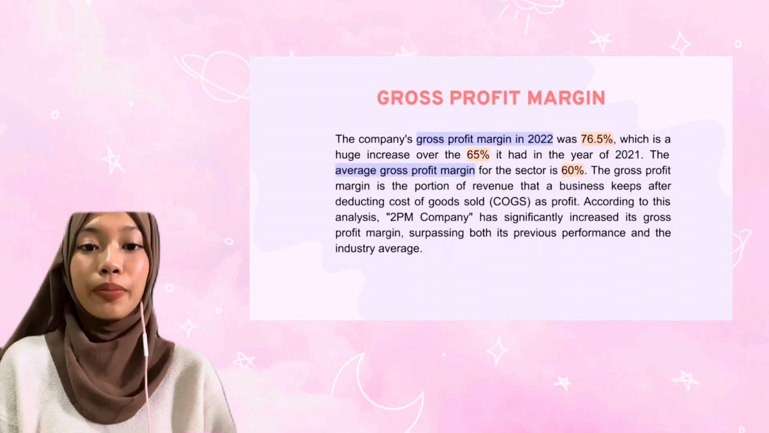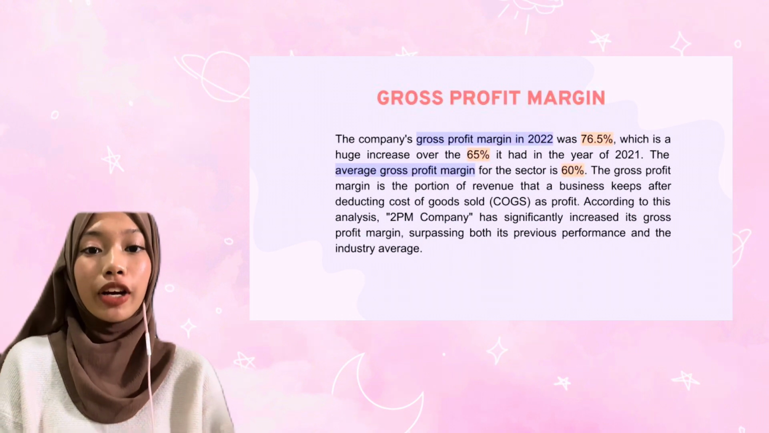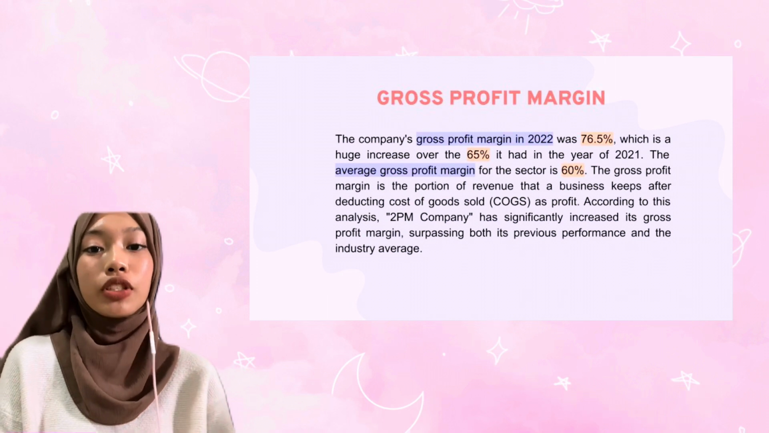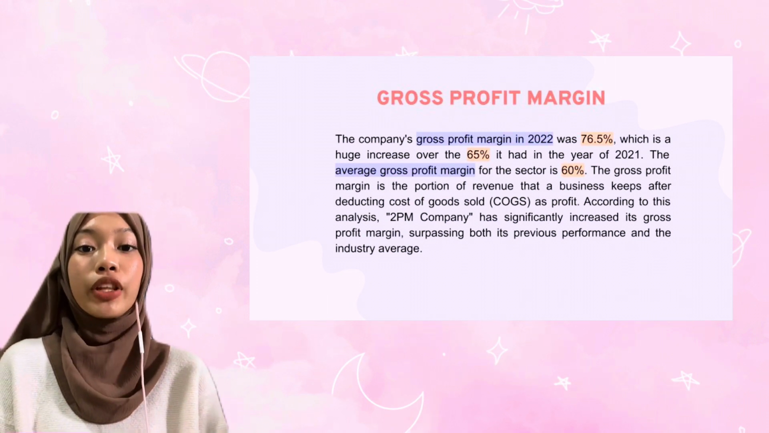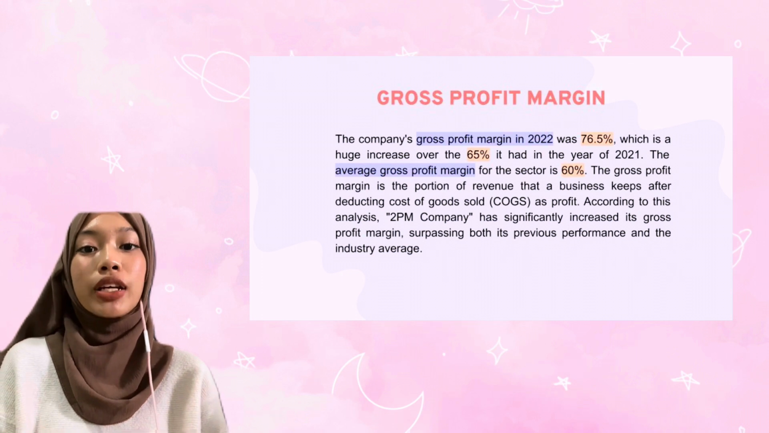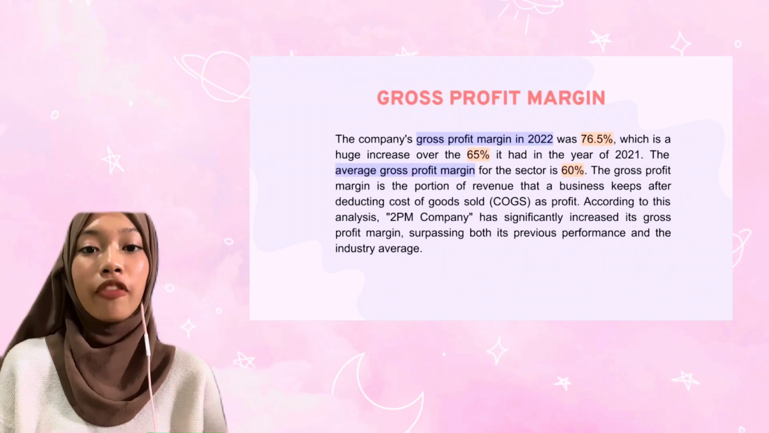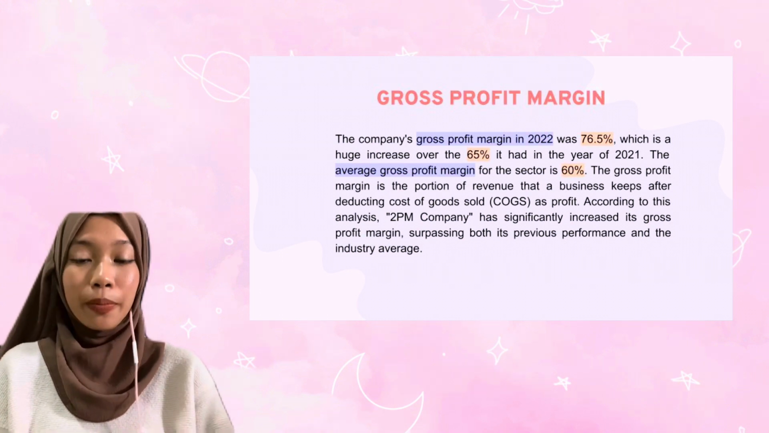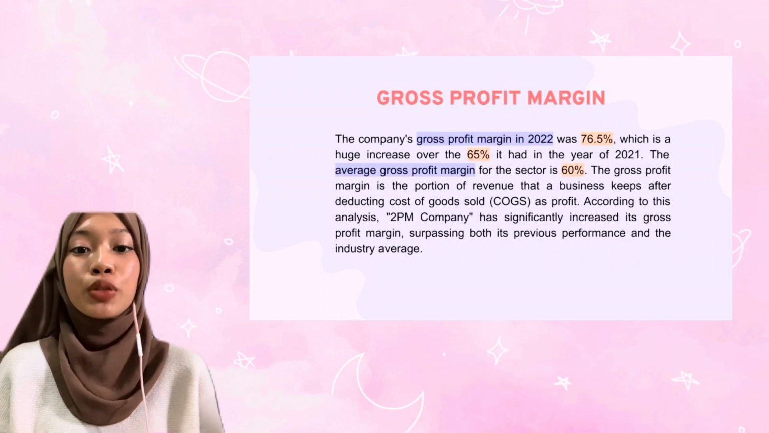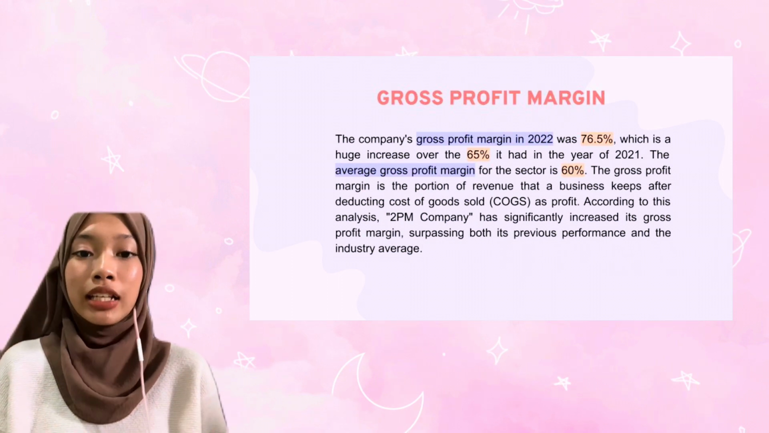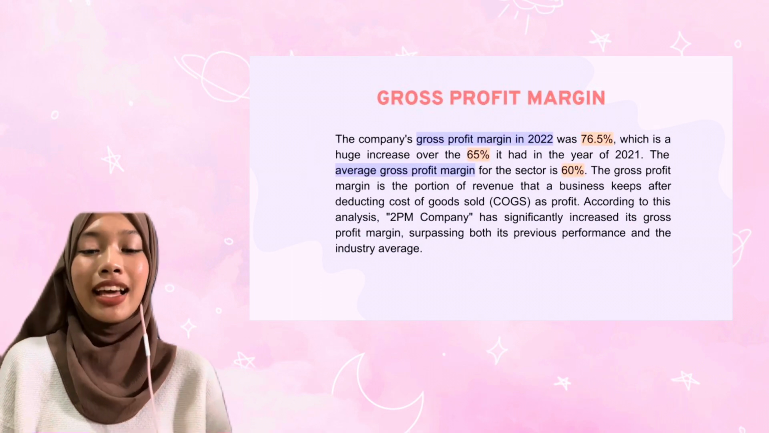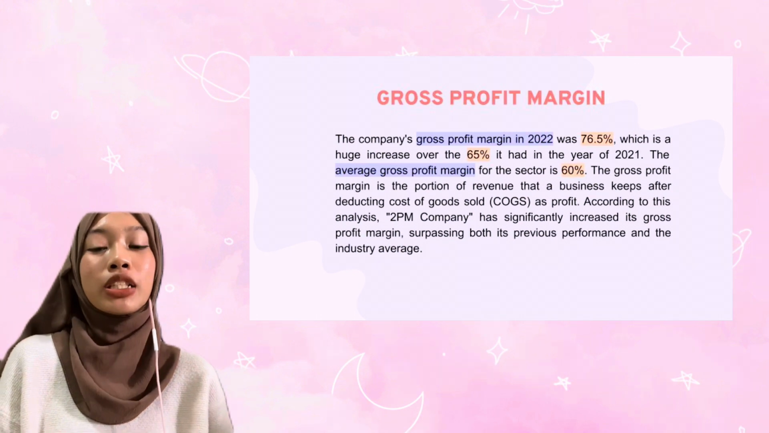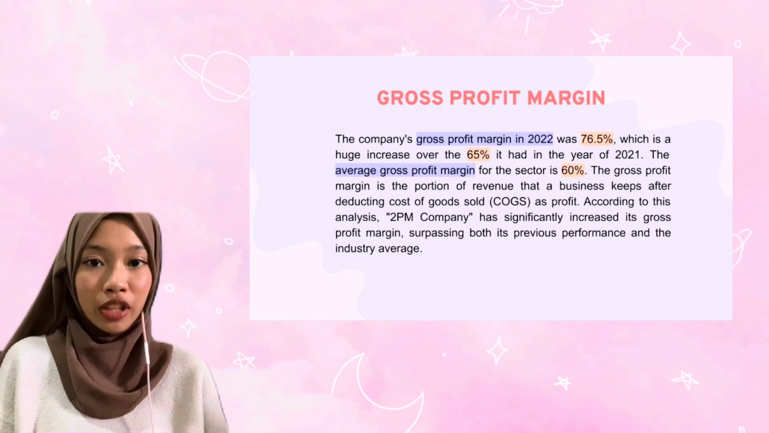The company's gross profit margin in 2022 was 76.5%, which is a huge increase over the 65% it had in the year 2021. The average gross profit margin for the sector is 60%. The gross profit margin is the portion of revenue that the business keeps after deducting the cost of goods sold as profit. According to this analysis, 2PM company has significantly increased its gross profit, surpassing both its previous performance and the industry average. This improvement shows more effective production management and cost management, which can enhance overall profitability.